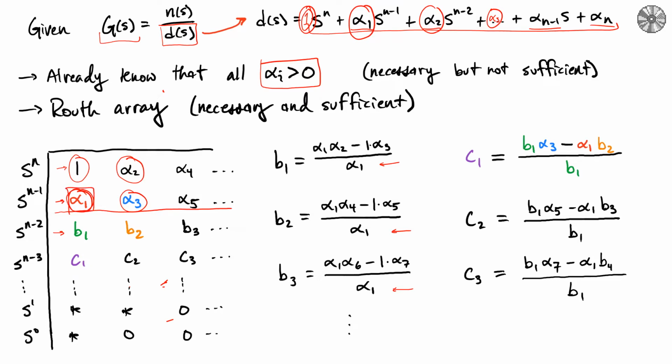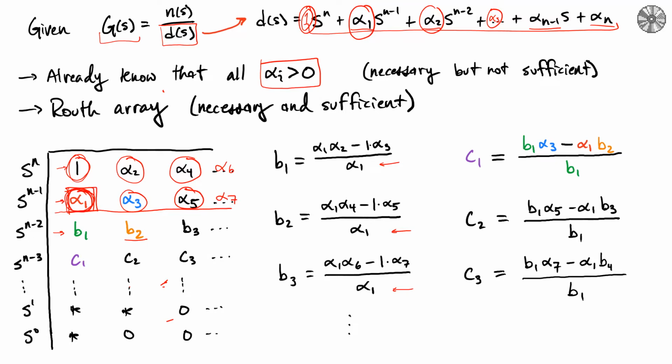To calculate b2, we do the exact same process, but with the first and the third column. So in this case, we take alpha 1 and multiply it by alpha 4, and then subtract 1 times alpha 5, and still put it over the denominator alpha 1. The same works for b3 if we had alpha 6 and alpha 7 out here. We would use them to calculate b3.